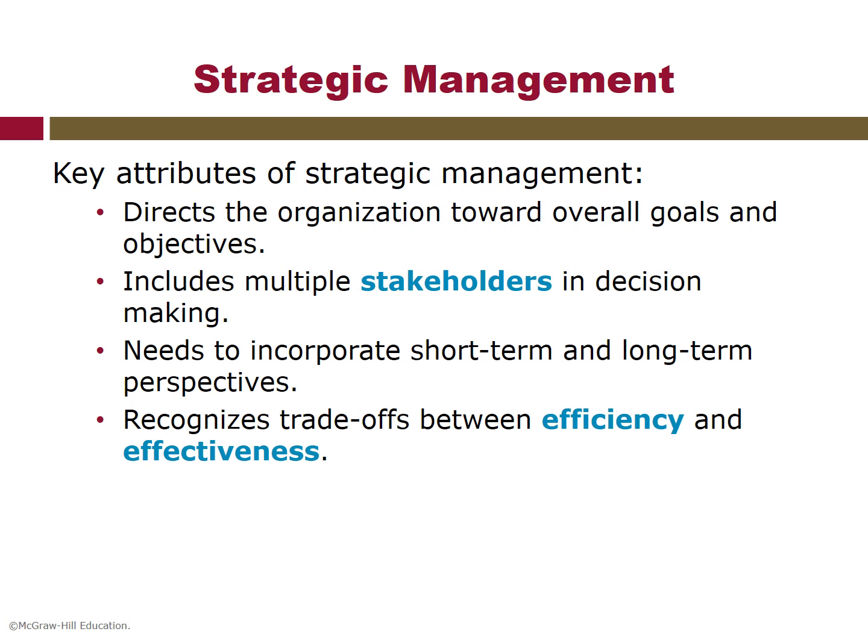Here, we address four key attributes of strategic management. Strategic management is directed toward organizational goals and objectives. When you have a game plan, when you have a trick, when you have a strategy, it should be directed towards the organization's goals and objectives. It also includes multiple stakeholders in decision making, incorporates both short-term and long-term perspectives, and recognizes trade-offs between effectiveness and efficiency.